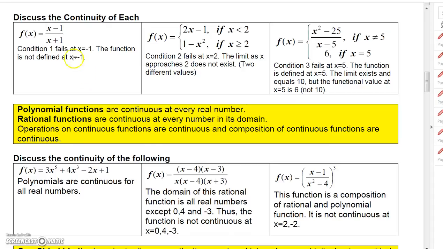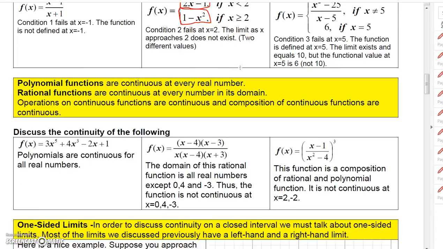Now you can read the discussions here of the continuity for these three functions. This one's pretty straightforward. It's not defined at -1. This one, at x equals 2, condition 2 fails because the limit as x approaches 2 does not exist. See, if you approach 2 from the left, you're actually approaching through this function, so you would get 3. 2 times 2 minus 1 is 3. But if you approach 2 from the right, you would get 1 minus 2 squared, which is -3. So the limit does not exist because you get two different values as you approach 2.